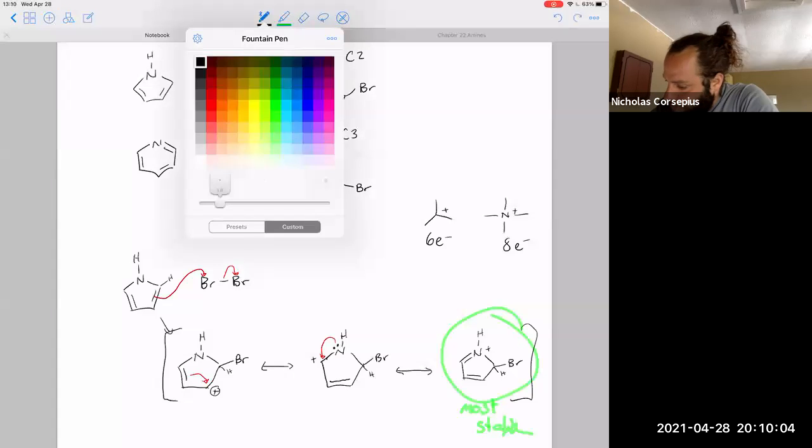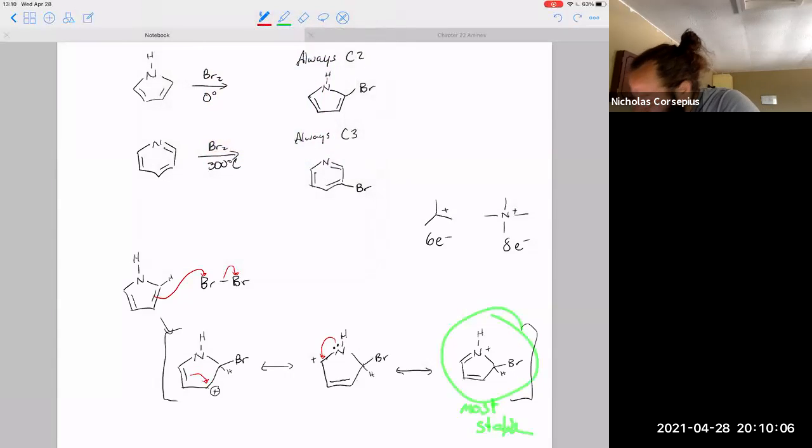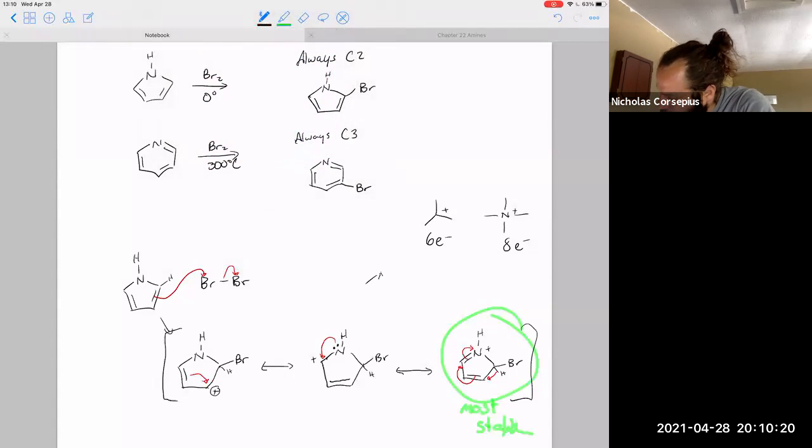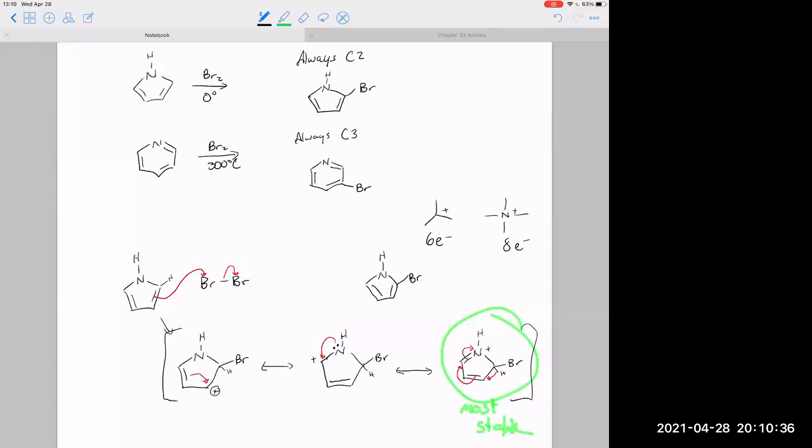And then, just to finish it off here, the next step would be to reverse back around your wheel, and then this pair of electrons comes down here, and that will create my substitution product specifically at that C2 position. Thank you. Yep.